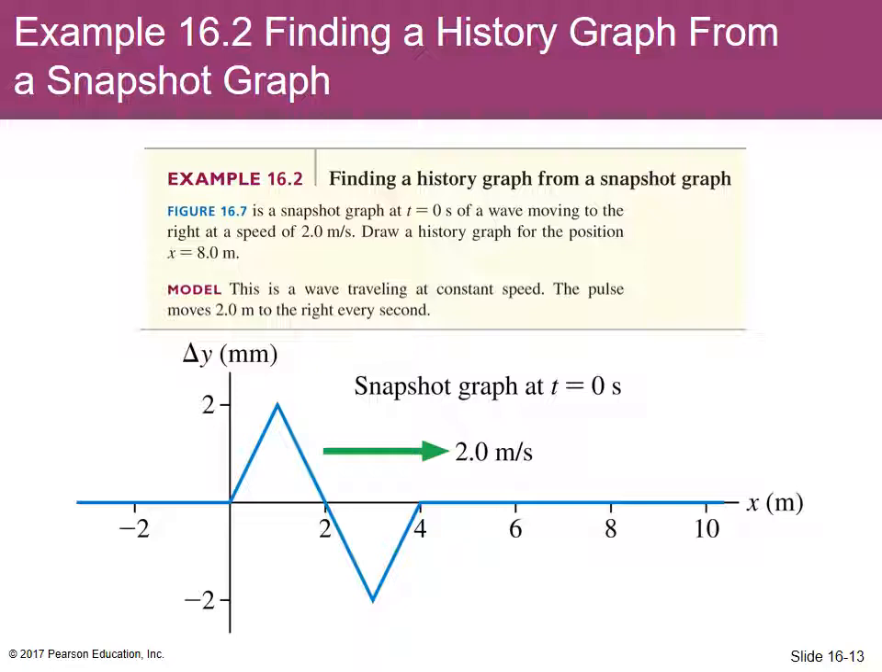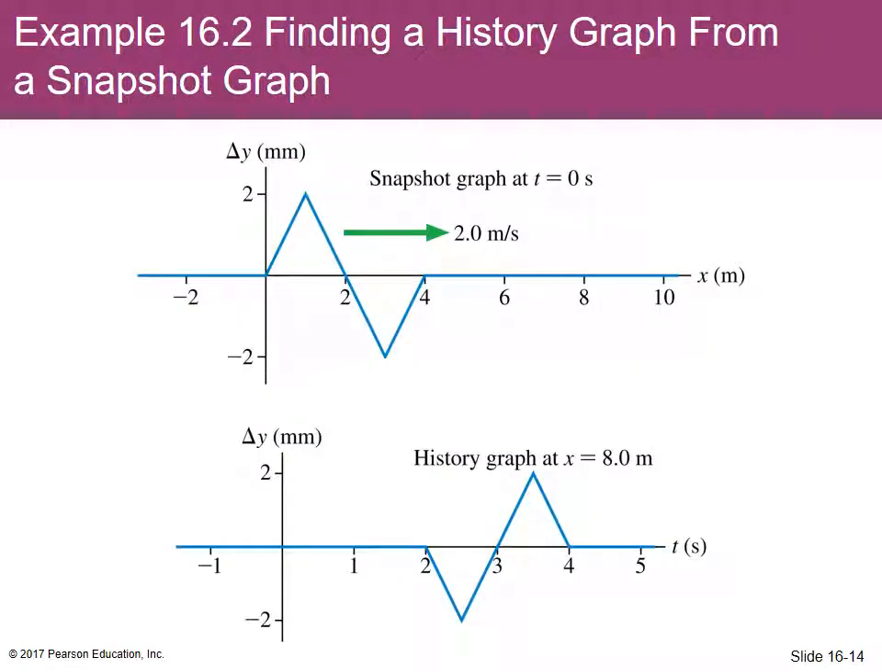The wave displacement then reverses direction. From 3 to 1 meters, the wave is ascending. This corresponds to a time interval from 2.5 to 3.5 seconds. For 1 more meter, the wave displacement decreases to 0, which is another half second in time. So the wave must reach 0 at 4 seconds. The original snapshot graph and the history graph at 8 meters must look like this.